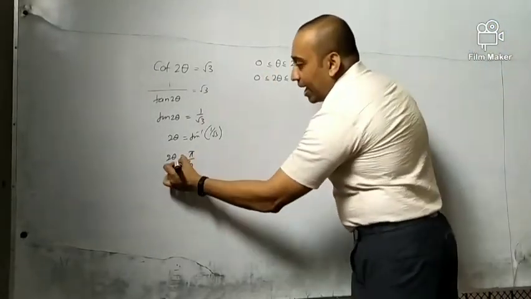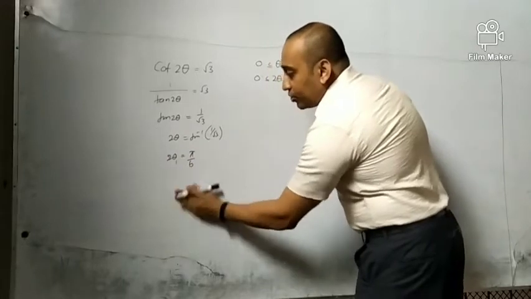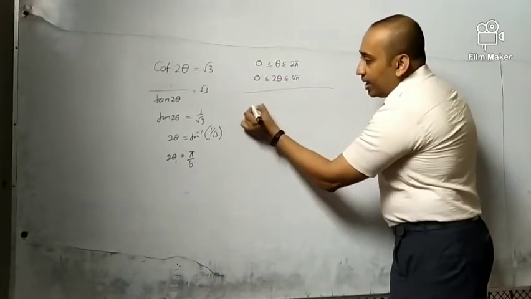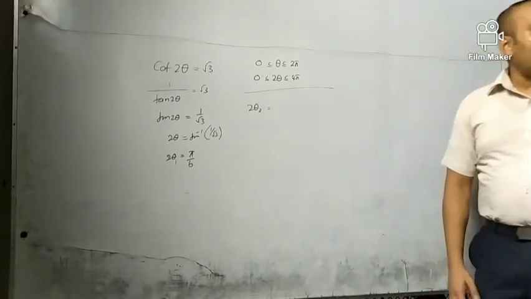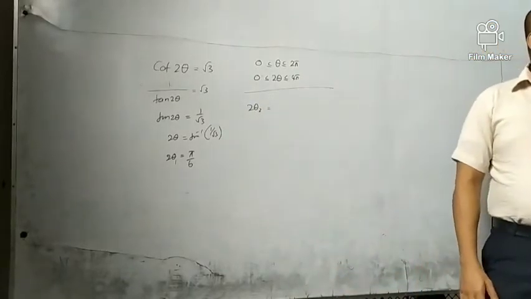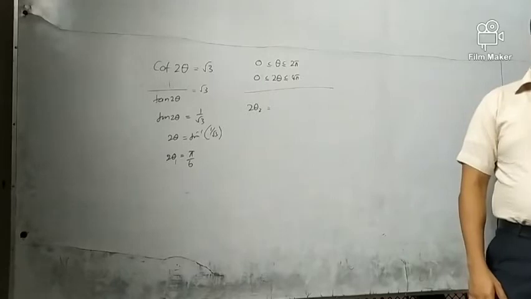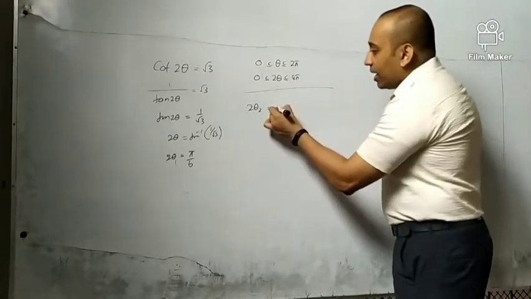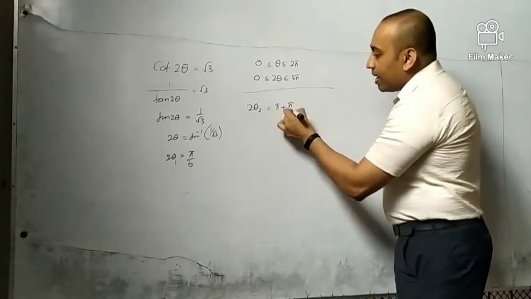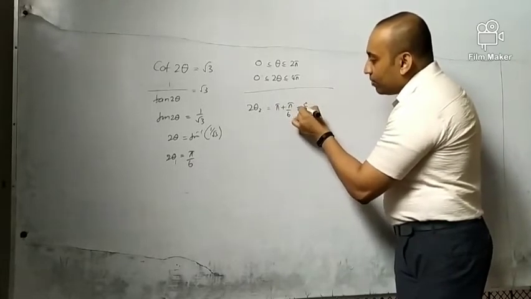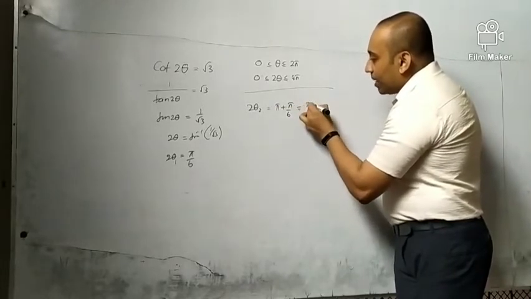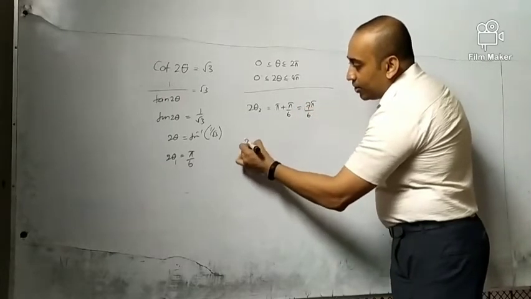Right. This is the first angle. Then keep some space to simplify. Then you can say 2 theta for the second angle. If the first angle is theta, how do we get the second angle? 180 plus theta, or pi plus theta. Therefore you can work out pi plus pi by 6, that is 7 pi by 6.